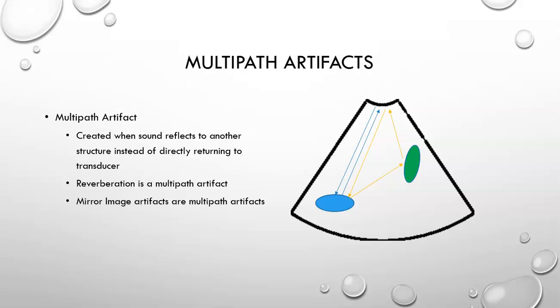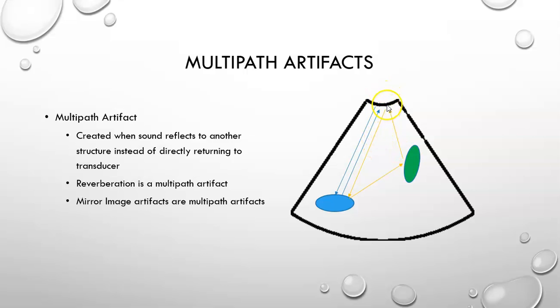Multipath artifacts are any artifact that's created when sound reflects to another structure instead of going directly back to the transducer. So it's very similar. It is a type of mirror image artifact. Reverberation is another type of multipath artifact. What we're seeing here is a strong reflector in this blue structure, and it shows up as the beam comes directly to it, but some of the beam bounces off and hits another reflector over here, which then comes up and hits the transducer.